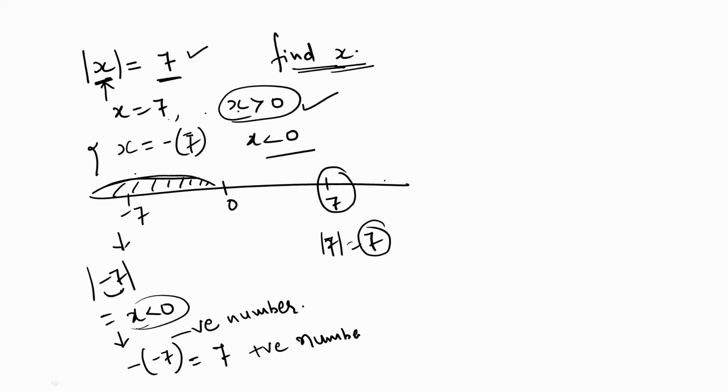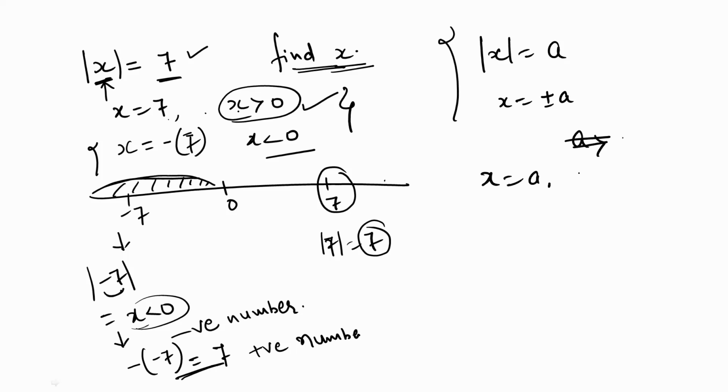Okay, so why? Because here I have not reversed, here the sign is being reversed. So that's the reason. So we basically say x equal to plus minus a. This is the real condition: x equals a if x is greater than 0, and x equals -a if x is less than 0. Just remember it in this way.